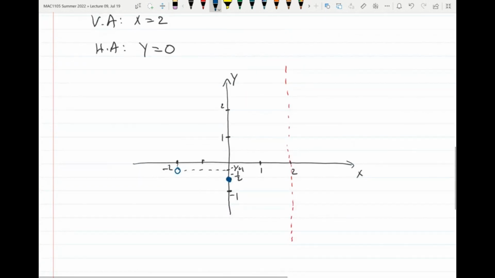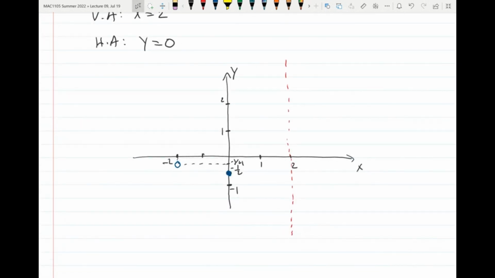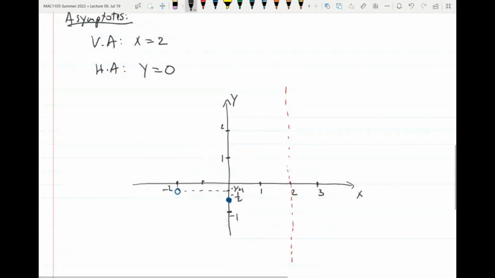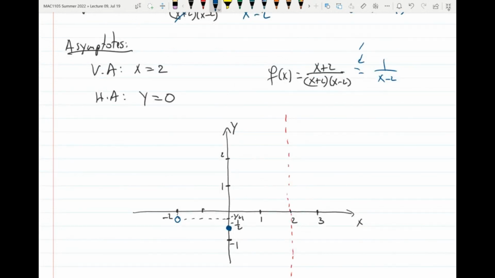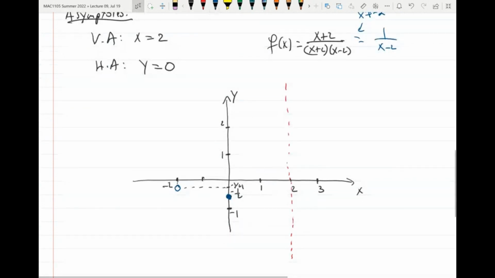Now if we need to find more points, we will. So next, what we're going to do is find the behavior of the function around each of the asymptotes. So let's talk about the vertical asymptote first. Let me put 3 here. So remember, the original function is f of x, which is x plus 2 over x plus 2 times x minus 2. And for this, you can always look at the simplified version, which is easier. As long as x is different than -2, the equality holds, so might as well use it.